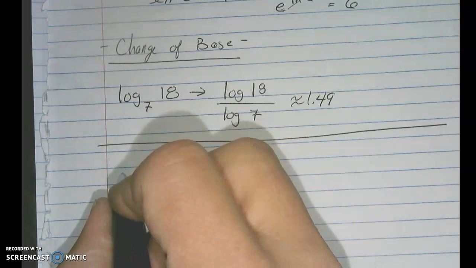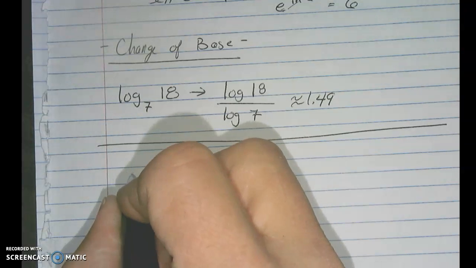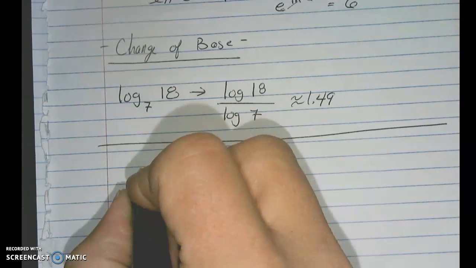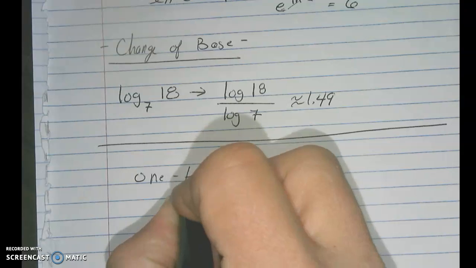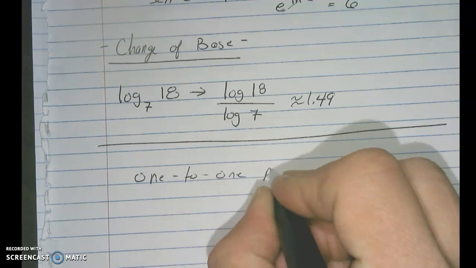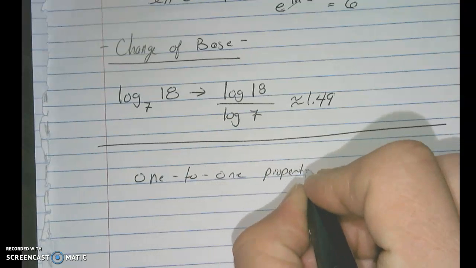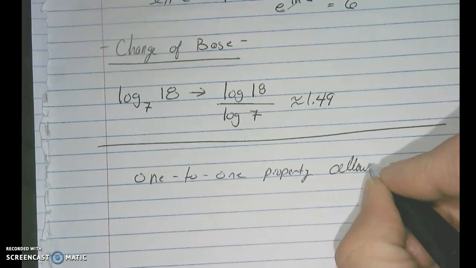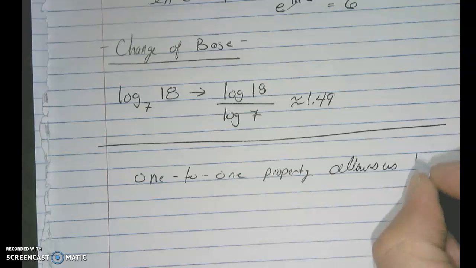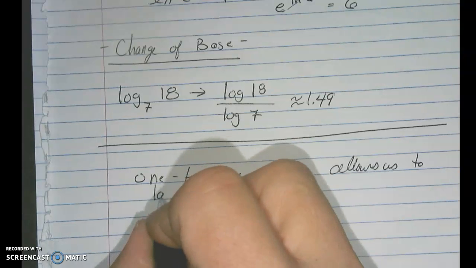So then we have, let's see here. Oh, yes, we've already been doing this. There's something called the one-to-one property. This just allows us to take the log on both sides.